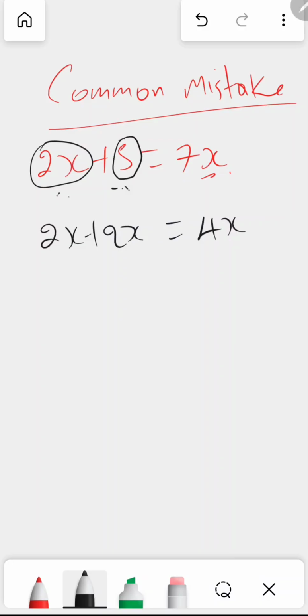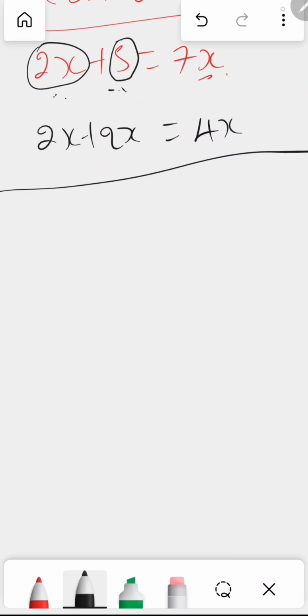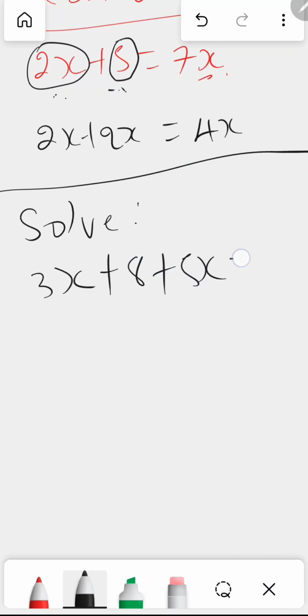Always remember that variables combine with variables and numbers combine with numbers. So I'm going to put one here for you to try, and let's see if you can solve this one. Before I do, you can pause the video and solve it for yourself. So you're going to solve 3x plus 8 plus 5x equal to 40. Pause the video, go ahead and solve this one.